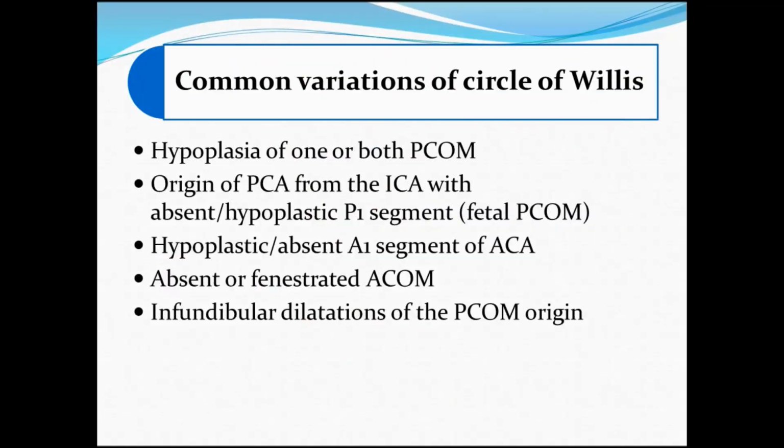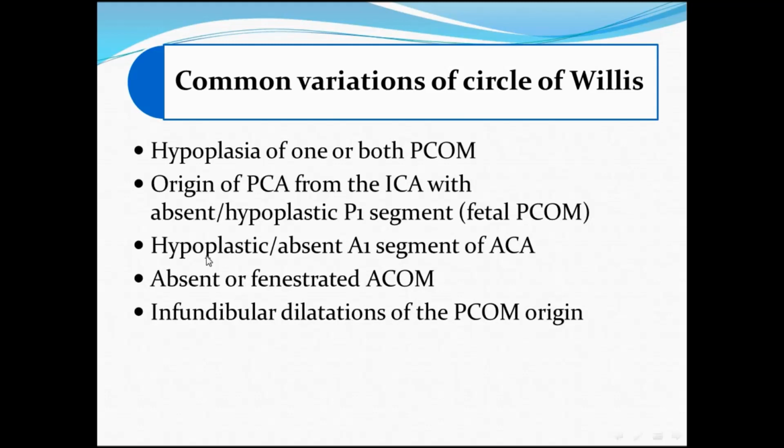It's important to know that the circle of Willis is normal in only about 25% of the population, but in most people it has some variations. Some of the common variations of the circle of Willis include hypoplasia of one or both posterior communicating arteries, origination of the posterior cerebral artery from the internal carotid artery rather than the basilar artery. So in this case, there will be an absent or hypoplastic P1 segment. This is called the fetal posterior communicating artery.